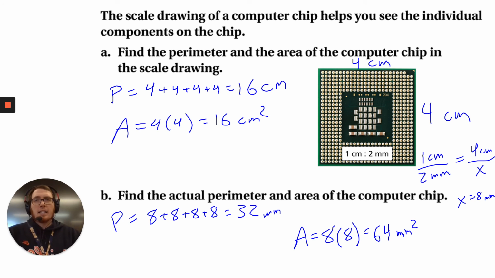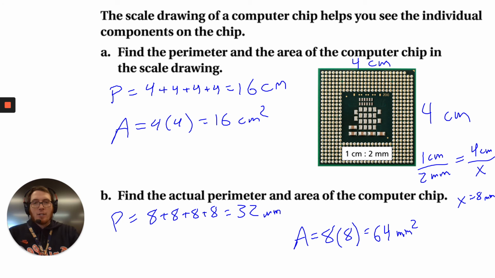The next one has the drawing of a computer chip. Now the problem with these questions is you have to measure them from your textbook. So again, you're going to have to measure some things from your book, so please make sure you have your ruler. This chip is 4 by 4, so 4 centimeters by 4 centimeters. Okay, the perimeter of the scale drawing would just be 4 plus 4 plus 4 plus 4, 16 centimeters. This is kind of a tough question because the area is also 16, but it's 16 centimeters squared. Okay, so 4 centimeters times 4 centimeters would give me 16 centimeters squared.